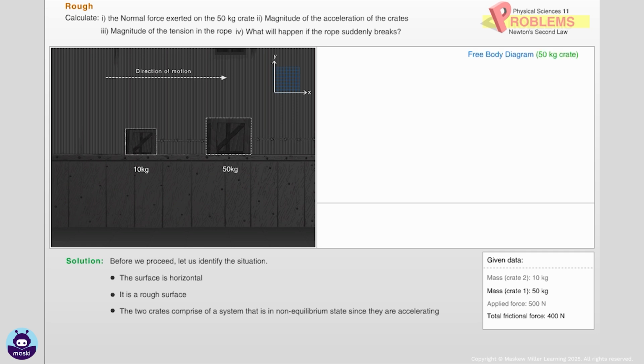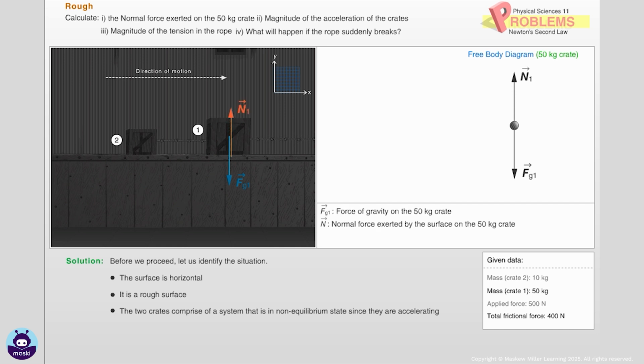Let us find the forces acting on the 50 kilogram crate and the 10 kilogram crate and draw their free body diagrams. Let us call the 50 kilogram crate, crate 1, and the 10 kilogram crate, crate 2. For crate 1, the force of gravity Fg1 is acting in the downward direction. The normal force acts perpendicular to the surface. The plane of motion is along the horizontal surface, so the net force in a direction perpendicular to the plane is 0.